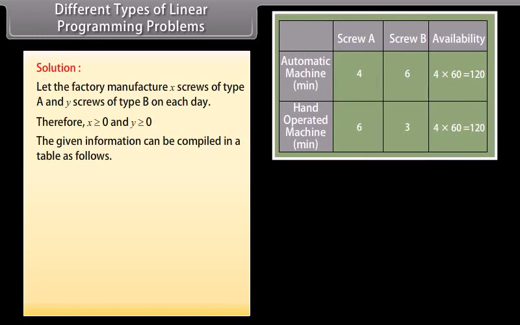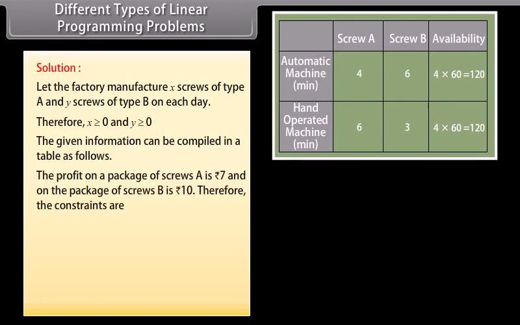The given information can be compiled in a table as follows. The profit on a package of screws A is Rs 7 and on the package of screws B is Rs 10. Therefore, the constraints are 4x plus 6y is smaller than or equal to 240, 6x plus 3y is smaller than or equal to 240. Total profit Z is equal to 7x plus 10y.